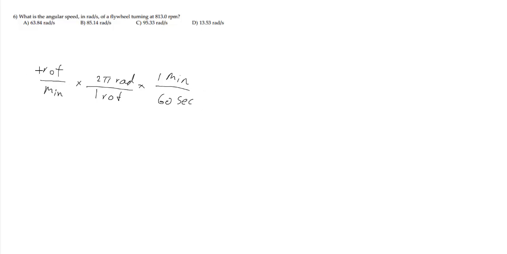So if we take our RPMs, which is 813, multiply this by 2 pi divided by 60, we will get our solution, which is roughly 85.14 radians per second.